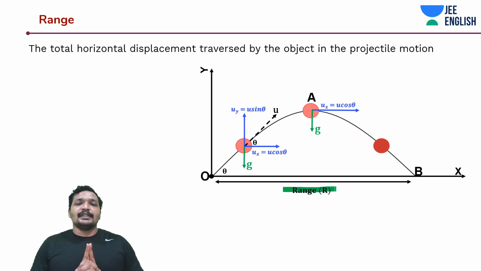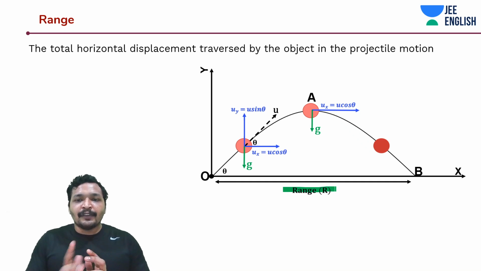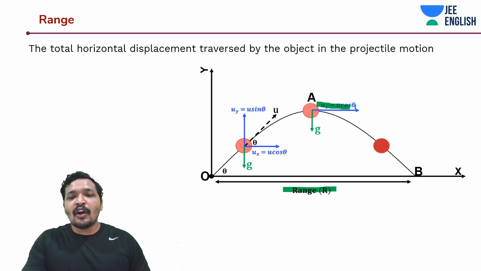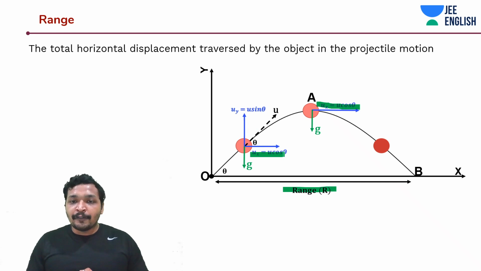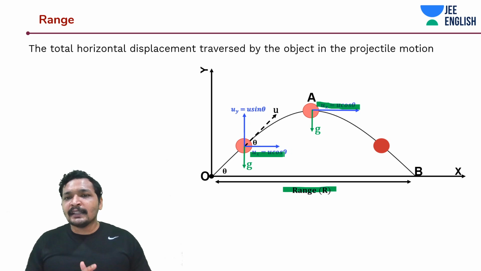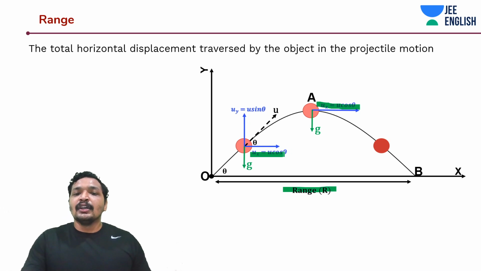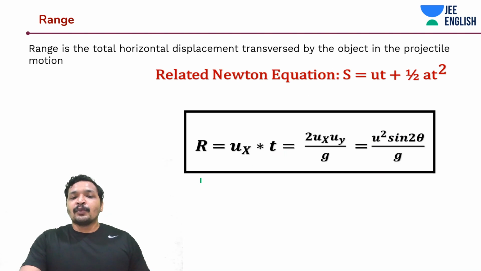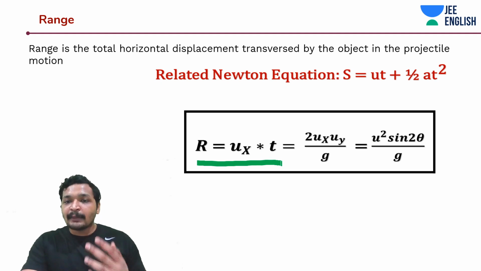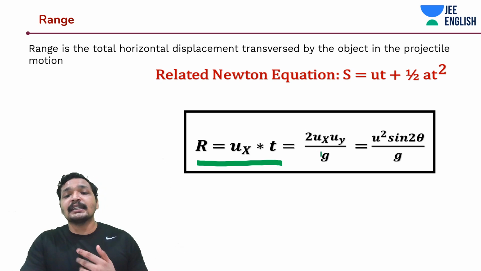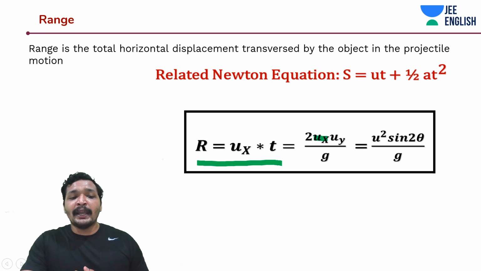How do we calculate this range? The velocity along the x-axis is never changing. You have already derived the time of flight. You simply multiply that, and you know the displacement along the x-axis. So for the range, we multiply the velocity along the x-axis by the time of flight, which is ux into 2uy by g. That's correct, right?